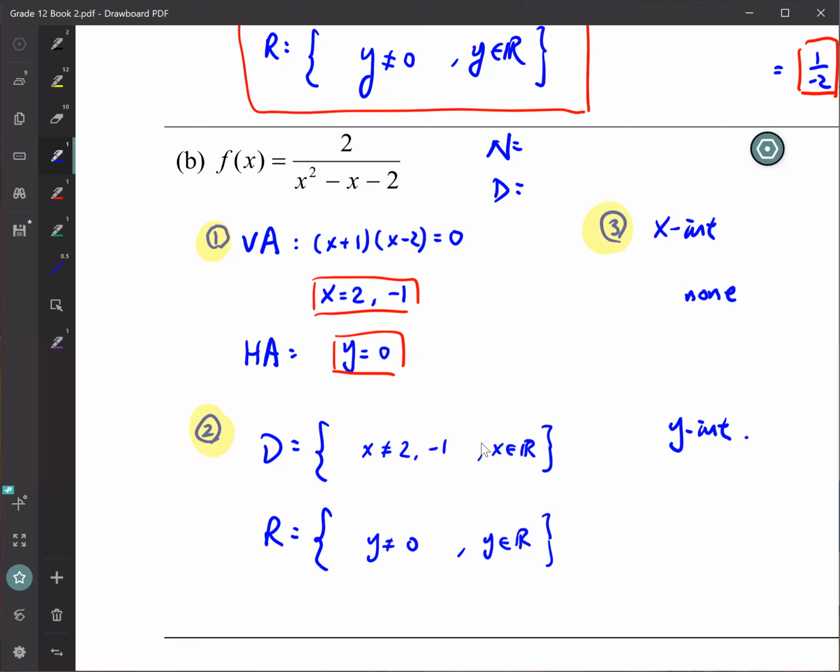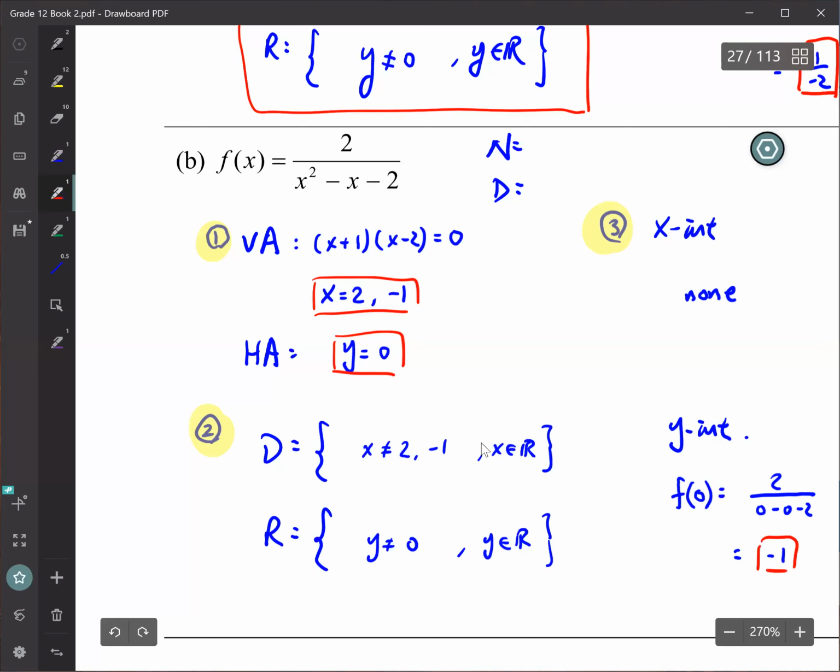Yes or no? No? Okay. How about Tiana? Y equals -1. Okay, can you tell us how you found it? You input 0 in the x's. Yeah, very good. So f of 0, all the x will become 0, right? So 0 minus 0 minus 2, so we end up at -1. So the y-intercept is at -1, okay?